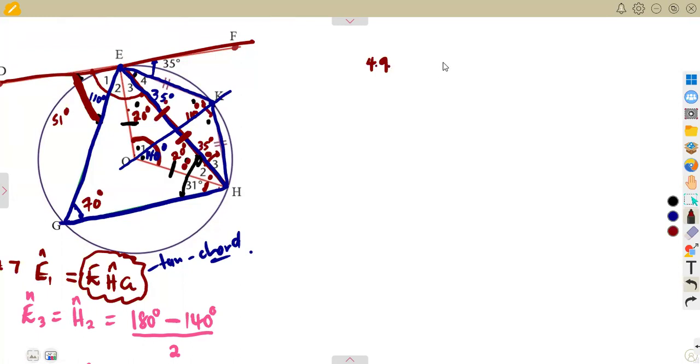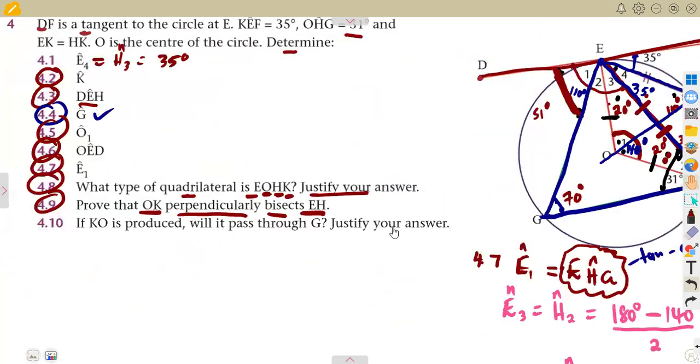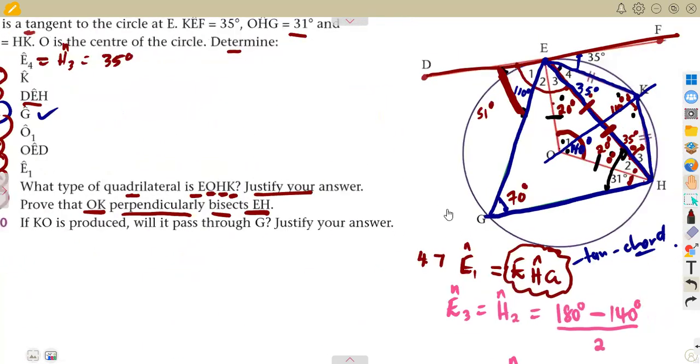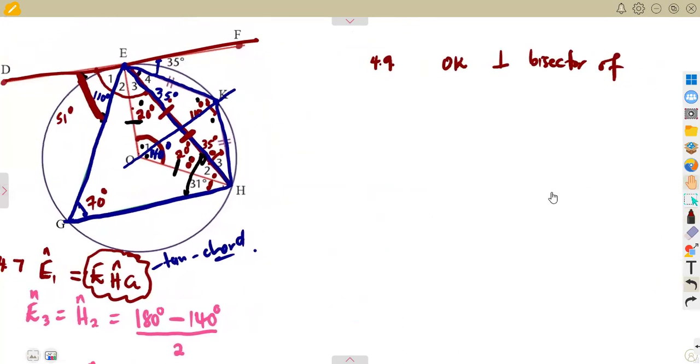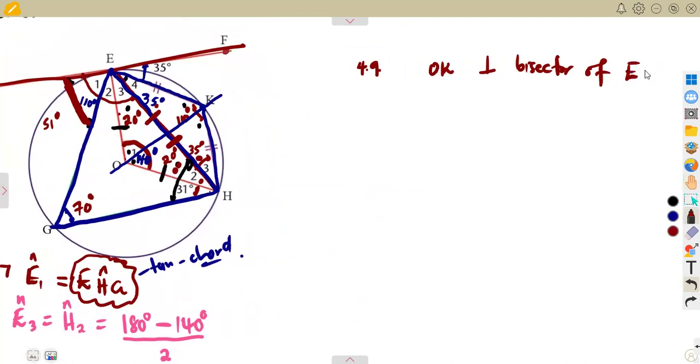All right, so in 4.9, we want to prove that OK is a perpendicular bisector of EH. So is that so? That is the question. On a kite, it follows that OK is a perpendicular bisector, because we have proved that before. So already remember, EOHK is a kite. This one is a kite, so this is already proven.